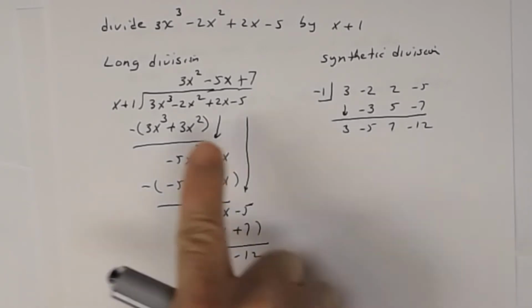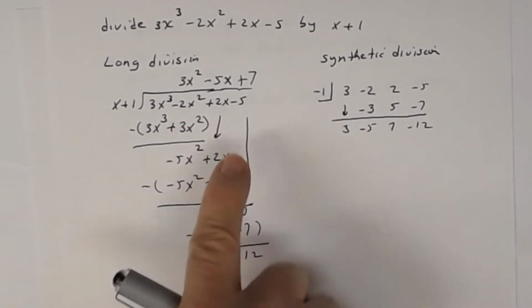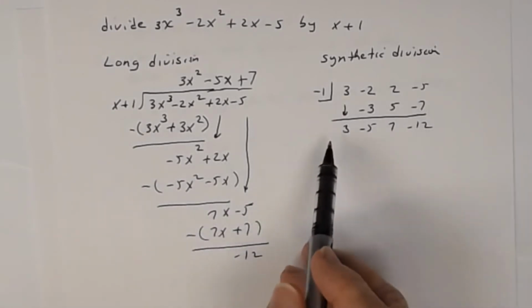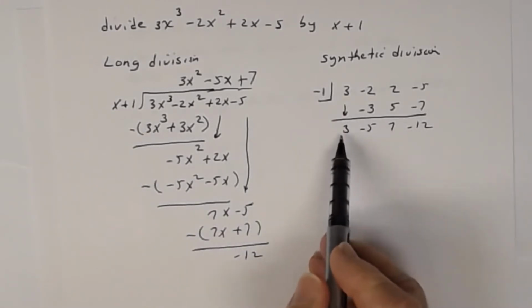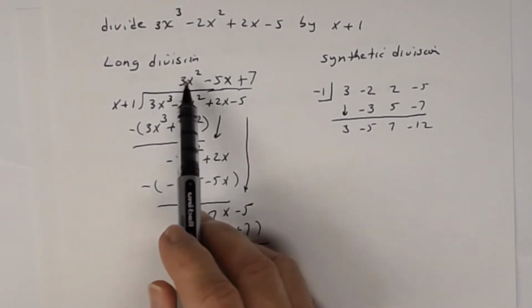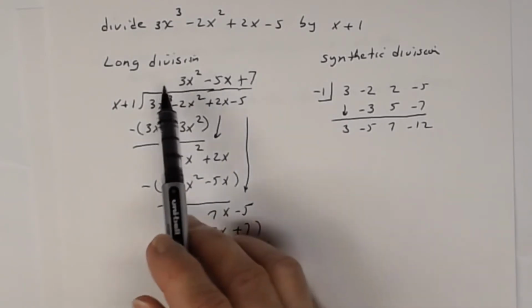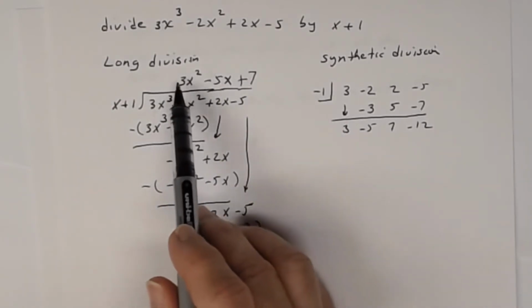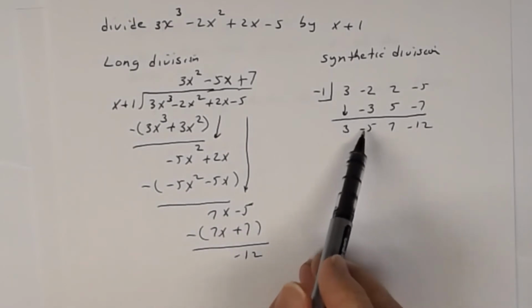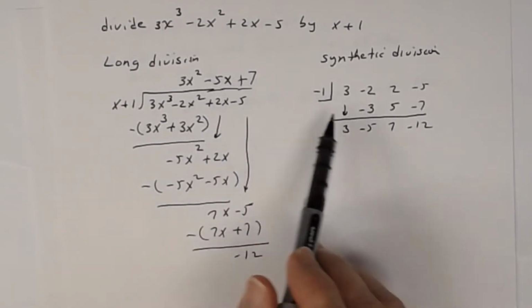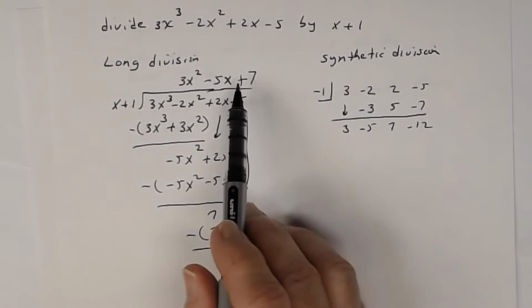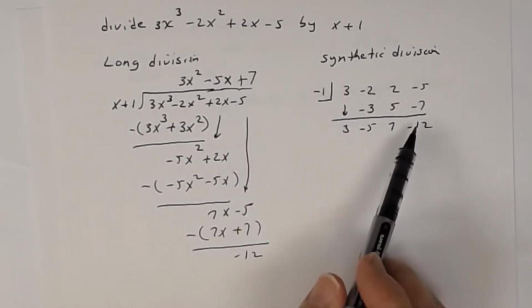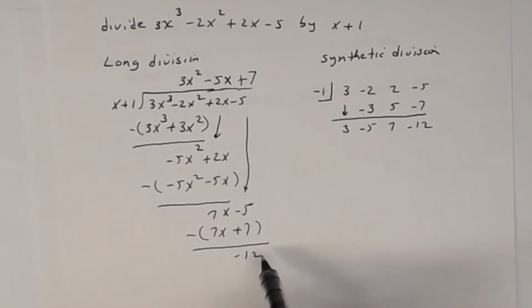I want you to notice that this and this provide the same answer, because watch. You see down here that last row? You see this 3? Remember, this is your quotient. This 3 is the coefficient of x squared. This negative 5 is the coefficient of x. This 7 is your constant. And you might say, what's this negative 12? Well, negative 12 is your remainder.